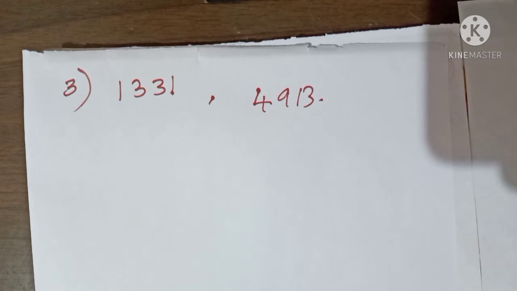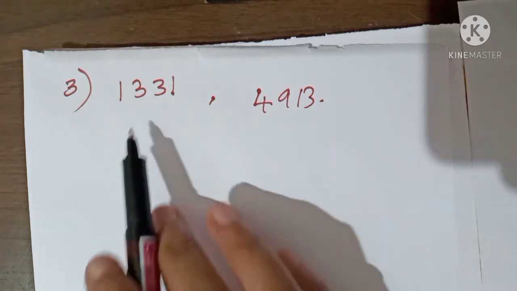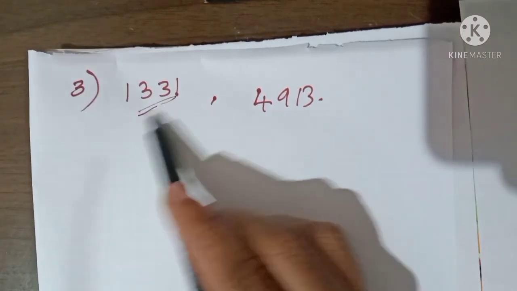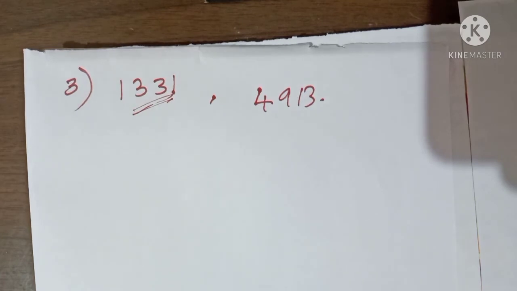Can you understand? Before, the problem was to find the cube root by using the prime factorization method. For these numbers, take page number 116, third question. You are told that 1331 is a perfect cube. Can you guess the cube root without factorization? Just understand how to find the cube root without the prime factorization method.